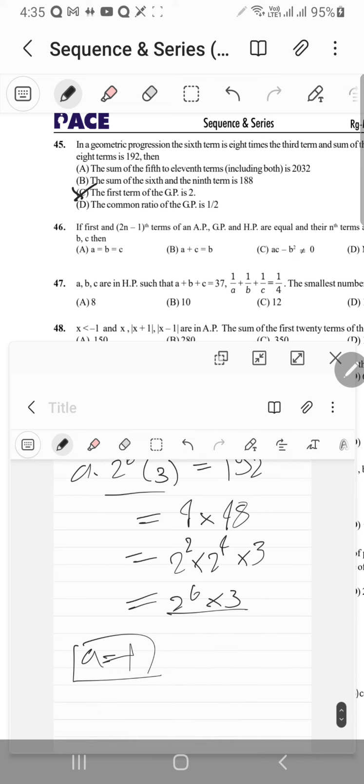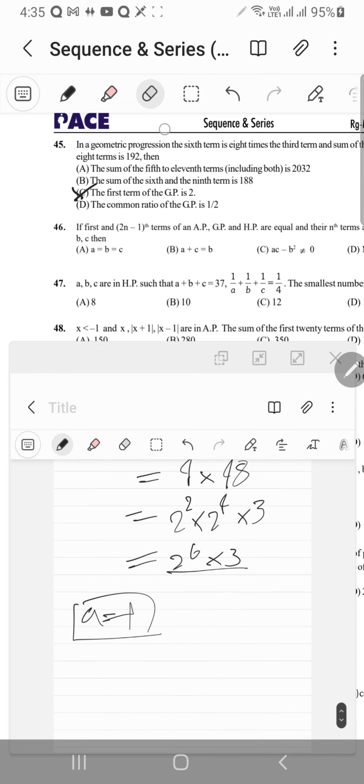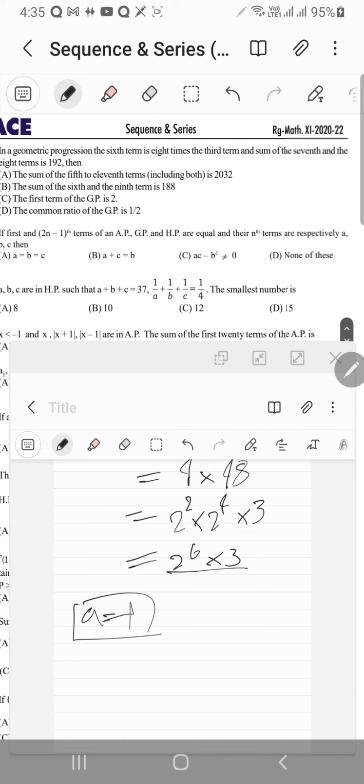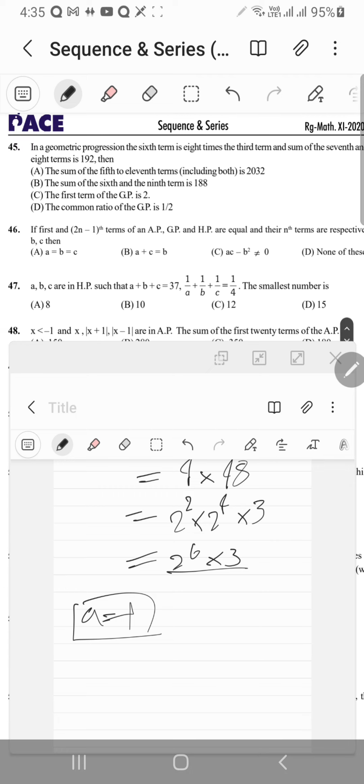Okay, cool. The common ratio of the GP is 1 upon 2? No. It's not 1 upon 2 because the sixth term is 8 times the third term, so it's increasing. So what did we just learn? a is 1 and r is 2. That's it, you know the whole GP.